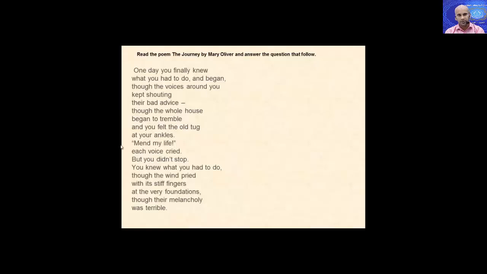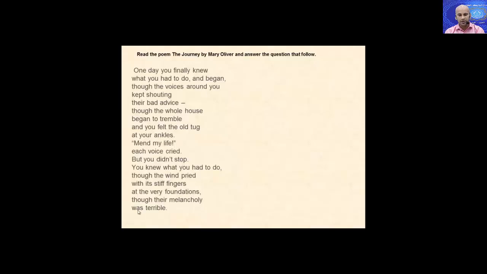But you didn't stop. When you take the first part, which are the lines that you think show her determination? There are several lines that show her determination, like what you had to do and began. Though the voices around you kept shouting, the whole house began to tremble. You felt the old tug at your ankles. All these lines show her determination. Since the theme is determination, there are several lines that you may find.